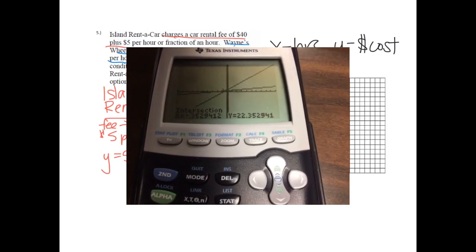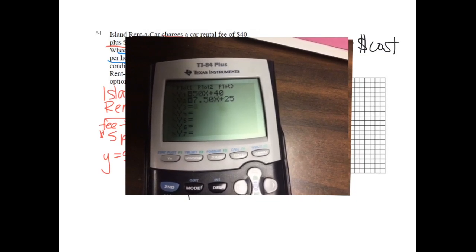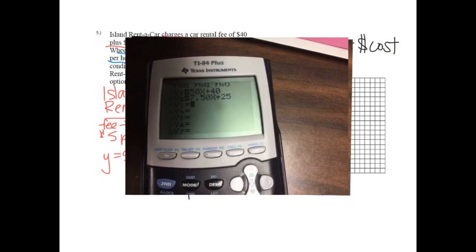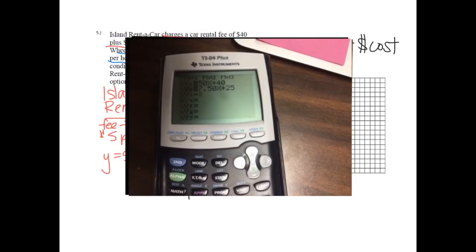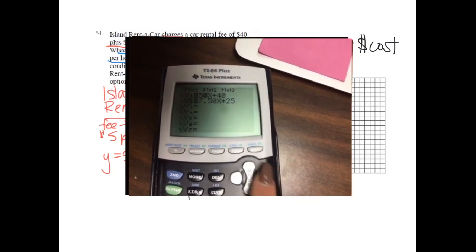That's a little strange. Honestly, does that make sense to you guys that we would have a negative intersection for hours? That doesn't. So something must be a little off. We have to figure this out. What's wrong here? Is it $50 per hour for Island Rent-A-Car, or is it $5 an hour? Oh my gosh, the lights. And we're back. This should not be 50x, this should be 5x.